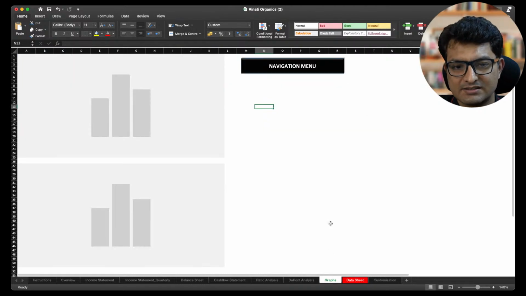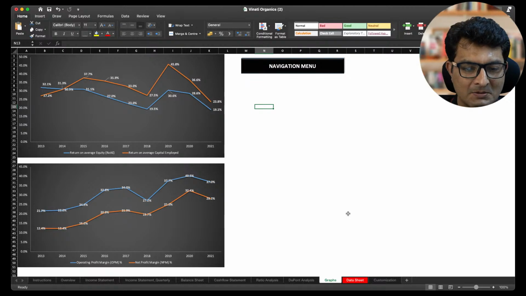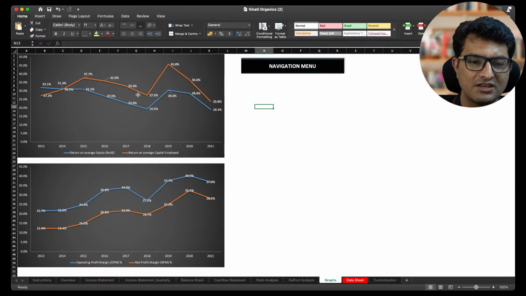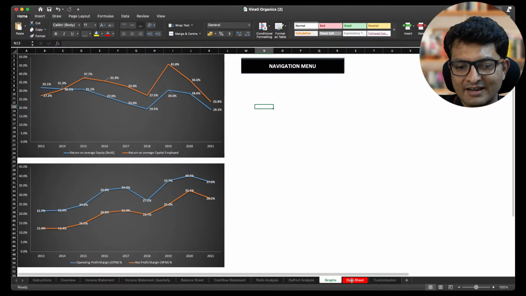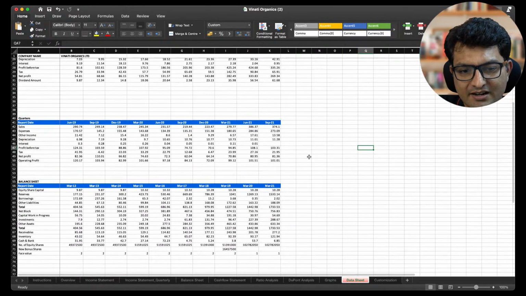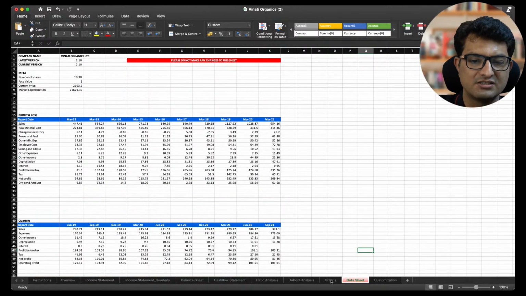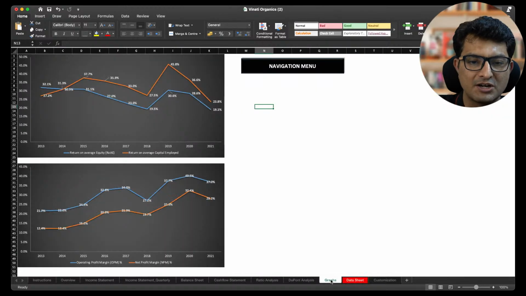And then there are graphs. You can see the trend over a period of time, whether net profit margin is in an increasing trend, operating profit margin, ROE, ROC, what is going on with all these things. Now, don't delete the data sheet and don't play with it. This is where the data gets downloaded, and all the other sheets are linked with the data sheet. So keep this in mind.